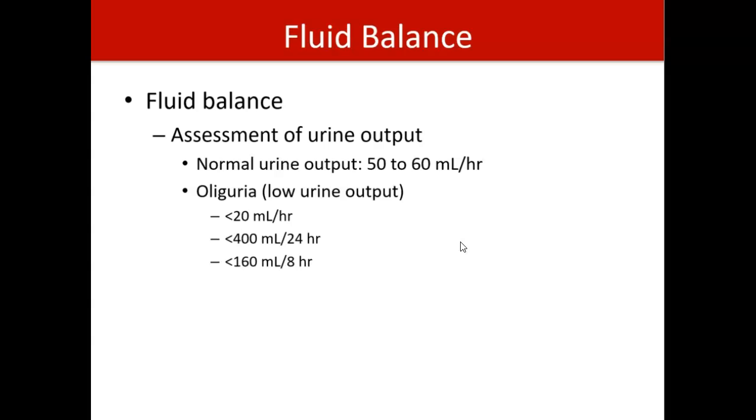Oliguria is a term that we use for low urine output. This is a good indication of fluid deficiency and may occur as a result of decreased renal perfusion or renal failure, decreased fluid intake, or decreased cardiac output. Like I said, normal urine output should be about 50 to 60 milliliters per hour. If urine output falls below 20 milliliters per hour, or 400 milliliters in 24 hours, or 160 milliliters in 8 hours, it indicates fluid deficiency.